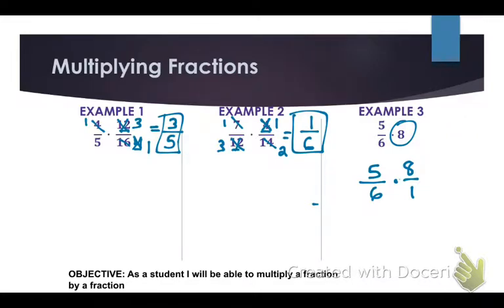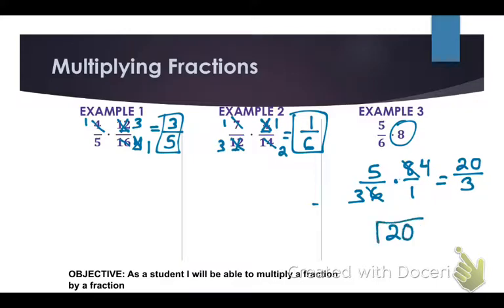Now, can I pre-simplify anything? Yep. The 6 and the 8. What goes into both of them? Well, 2 does. 2 goes into 6 3 times. 2 goes into 8 4 times. I can't pre-simplify anything else, but I can multiply across, so it's going to give me 20 over 3. Now, something's wrong. This problem is not done. Remember, step 3 was you need to check to see if it was improper. Well, this one is improper, so you need to divide.